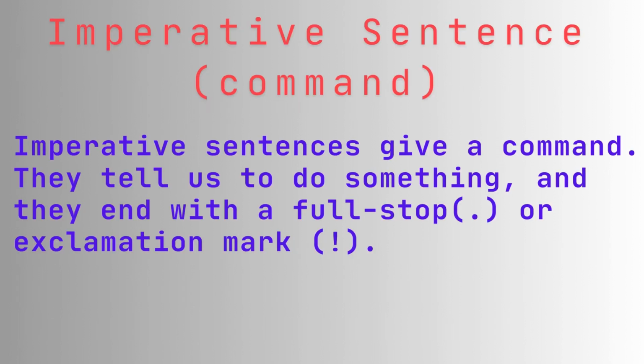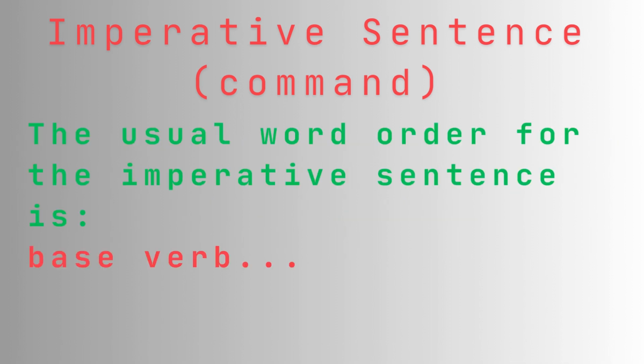Imperative sentence. Imperative sentences give a command. They tell us to do something, and they end with a full stop or exclamation mark. The usual word order for the imperative sentence is base verb. Note that there is usually no subject because the subject is understood, it is you. Imperative sentences can be positive or negative.